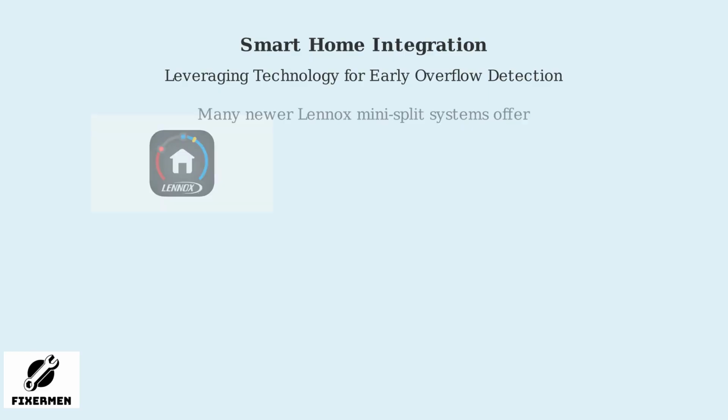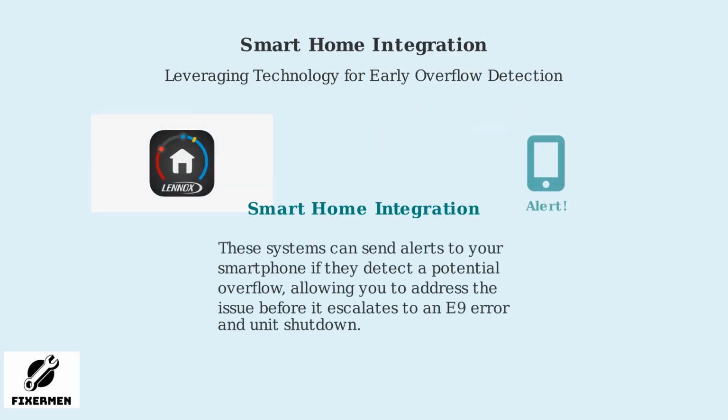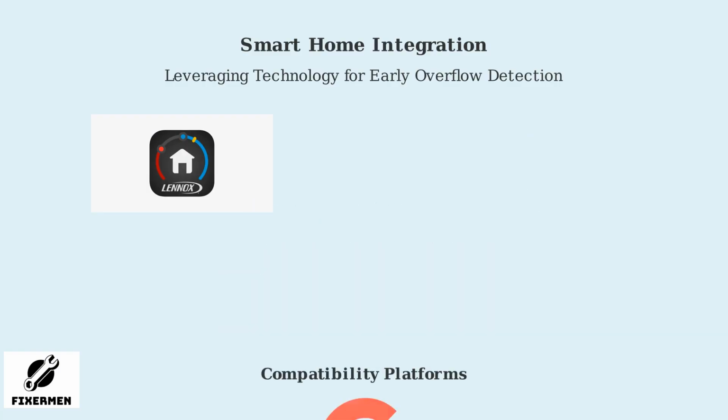Many newer Lennox mini-split systems offer smart home integration. These systems can send alerts to your smartphone if they detect a potential overflow, allowing you to address the issue before it escalates to an E9 error and unit shutdown. Check your system's documentation for compatibility with platforms like Google Nest or Amazon Alexa.